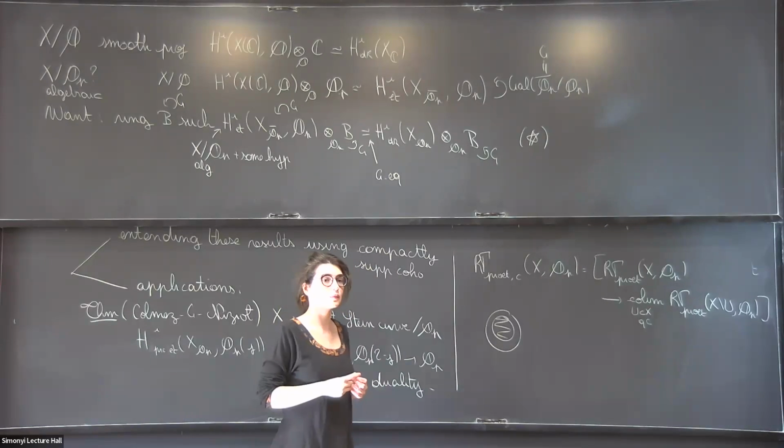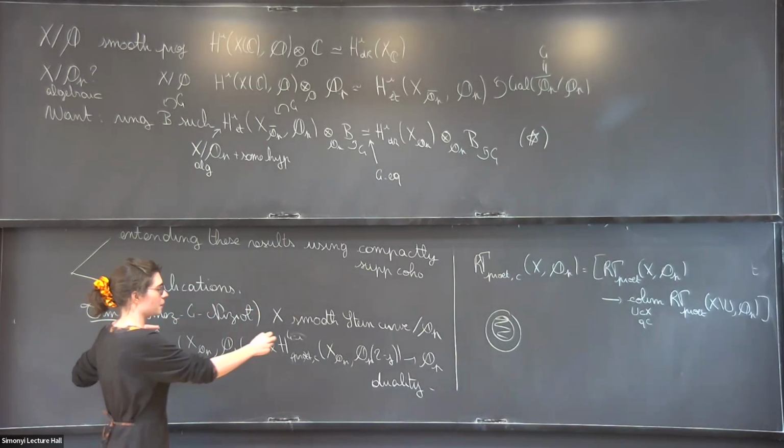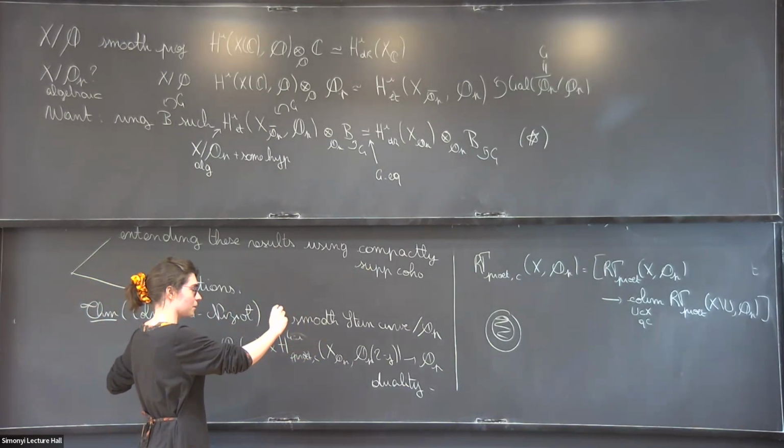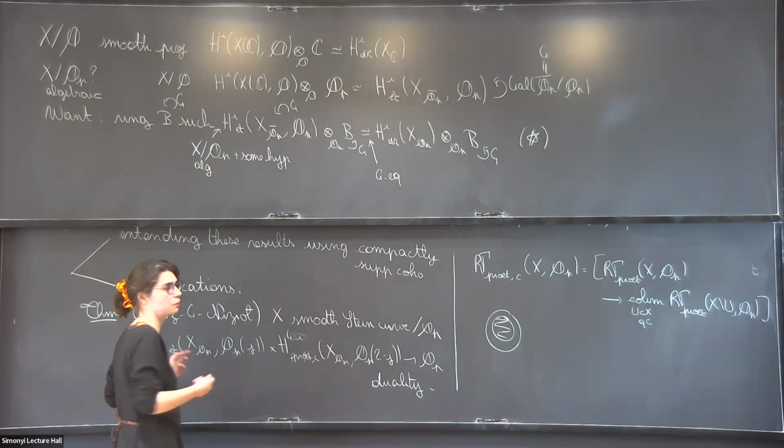Sorry, what's the meaning of duality here? There is a perfect pairing of solid Q_p vector spaces. We need the solid formalism.